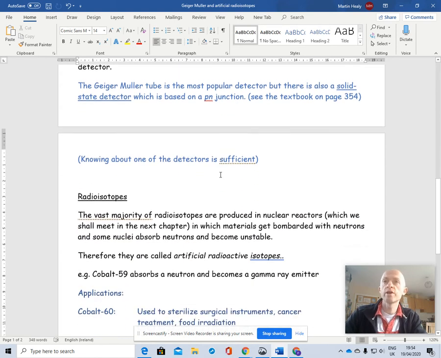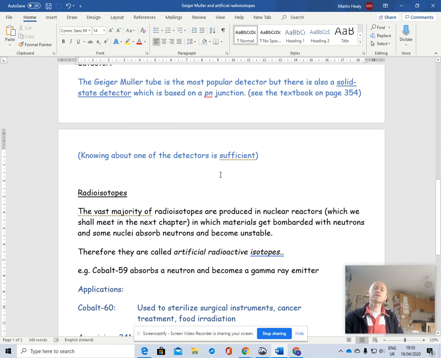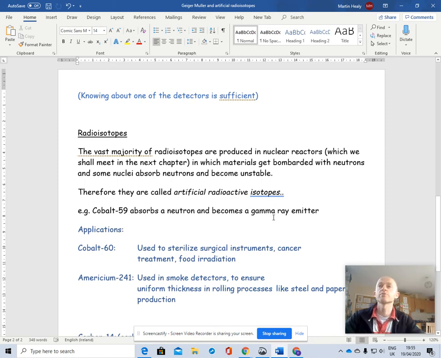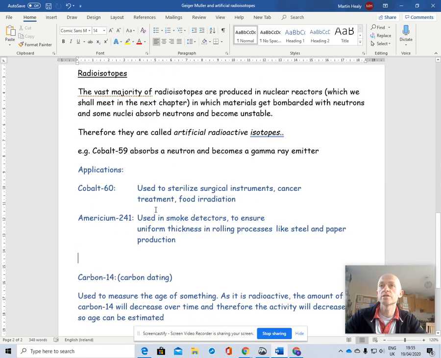Now, just skipping on to radioisotopes. The other thing we deal with in this chapter is radioisotopes. The vast majority of them these days are produced in nuclear reactors. Inside nuclear reactors, there are neutrons flying around. We discuss this in much more detail in the next chapter. So what you do is you place your material, something like cobalt-59, inside a nuclear reactor, and some of that cobalt-59 will absorb a neutron into its nucleus and become cobalt-60, and thus becomes radioactive. It becomes a gamma ray emitter, and it has various uses like sterilizing surgical instruments, cancer treatment, and food irradiation.